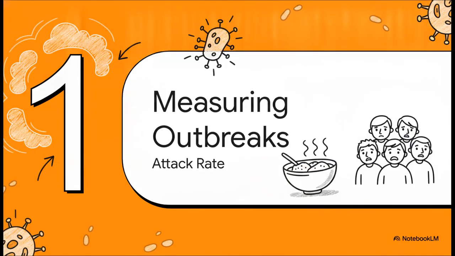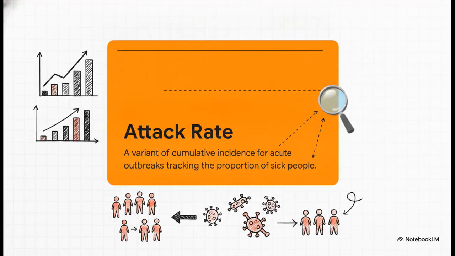All right, let's hit section 1, measuring outbreaks with attack rate. So we'll start with our first tool, which is deployed when things move fast. We're talking about sudden, localized events, like a foodborne illness hitting a community out of nowhere. This is exactly where we calculate the attack rate.